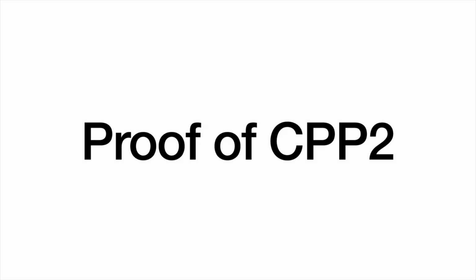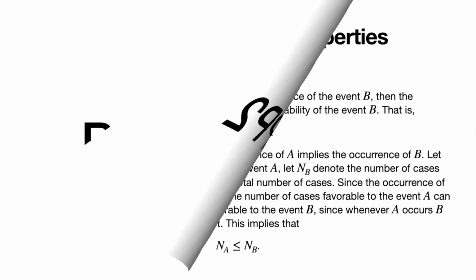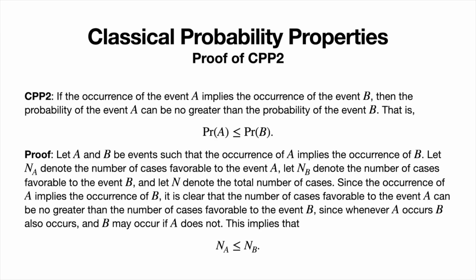Next, let's look at a proof of property 2. Again, property 2 says if the occurrence of the event A implies the occurrence of the event B, then the probability of the event A can be no greater than the probability of the event B. Expressed notationally, we write it this way: the probability of A is less than or equal to the probability of B.